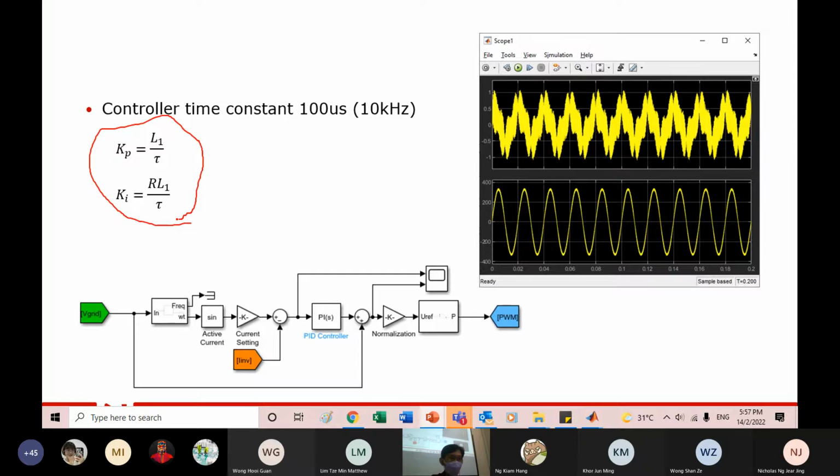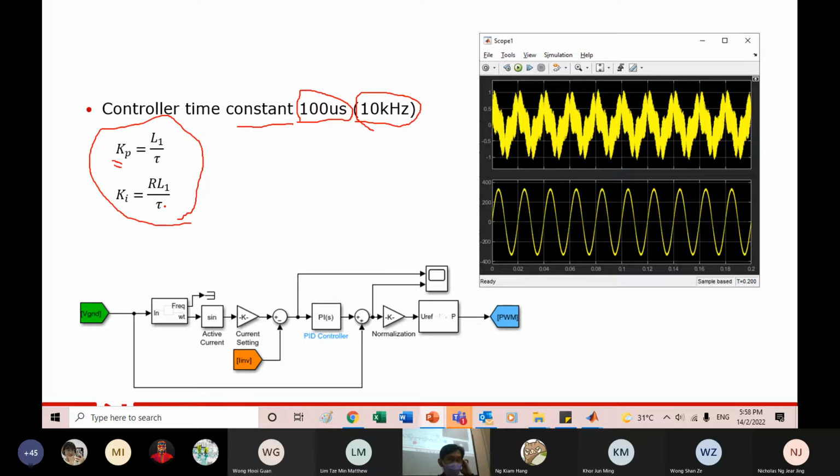One of the things you need to determine is the controller time constant. The controller time constant is based on your switching frequency, and you will get a time constant of 100 microseconds. Then to determine KP, you use your L1 divided by your time constant. To determine KI, you use R multiplied by L1, divided by your time constant.